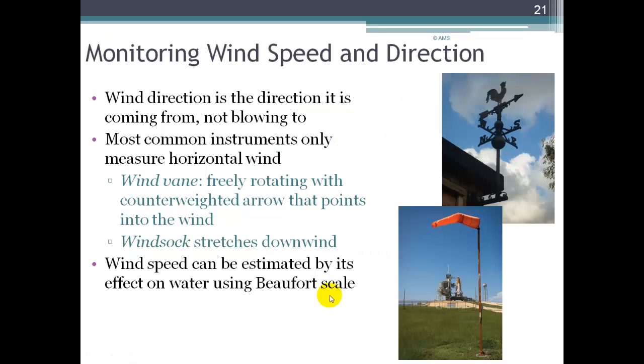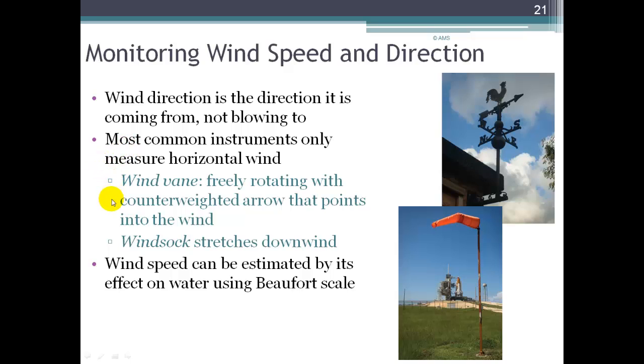We measure wind speed and wind direction with different instruments. First, for wind direction, remember that wind direction is always given by the direction the wind is coming from, not the direction it's blowing to. So for example, a northwesterly wind is a wind blowing from the northwest and to, in this case, the southeast, but we call it a northwesterly wind.